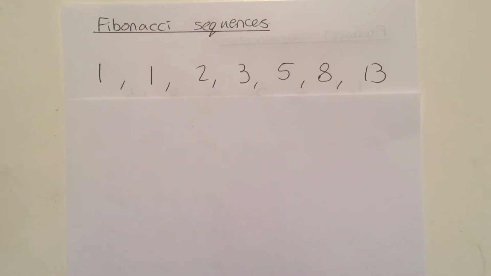This video is about a fourth type of sequence called the Fibonacci type sequence. Those set of numbers that are written down there are the original Fibonacci sequence, and they're very famous because they are intrinsically linked to nature.